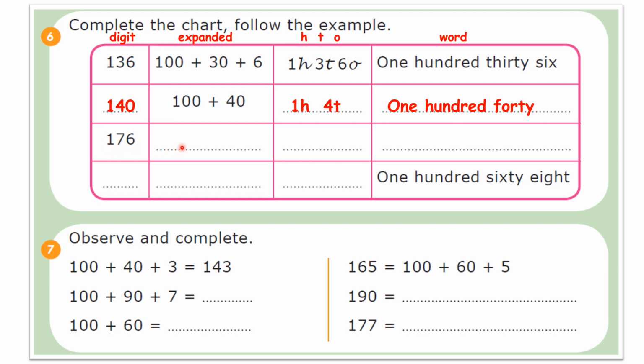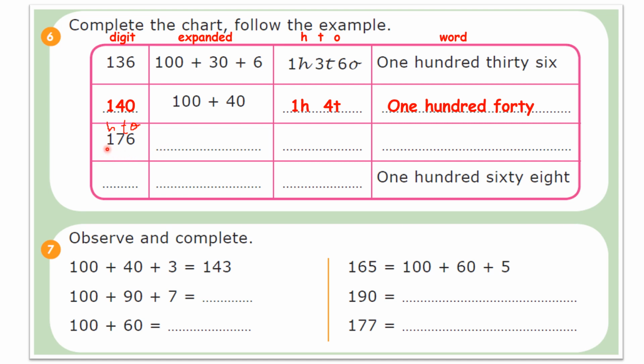176. We need to write it in expanded form. Now, if you want to make it easier for you to write it in expanded form, write the value of each digit over it. Write H, T, and O this way, okay? And then this way maybe it will be easier for you.